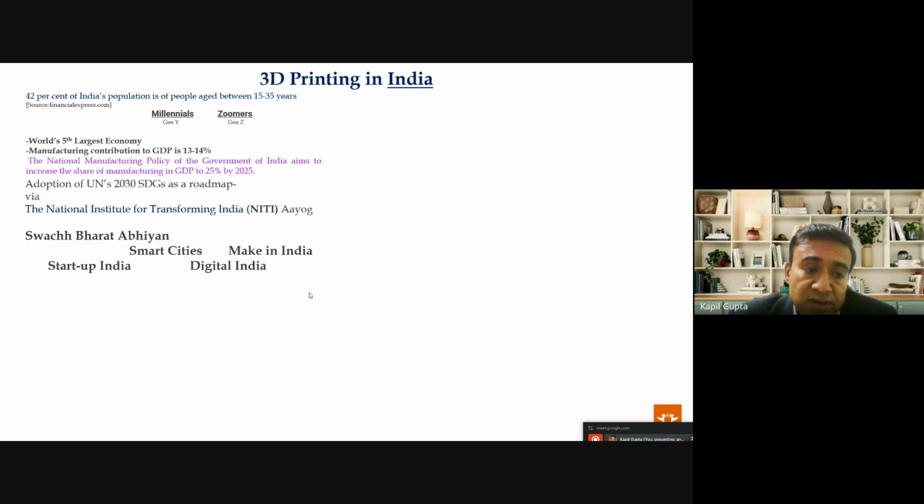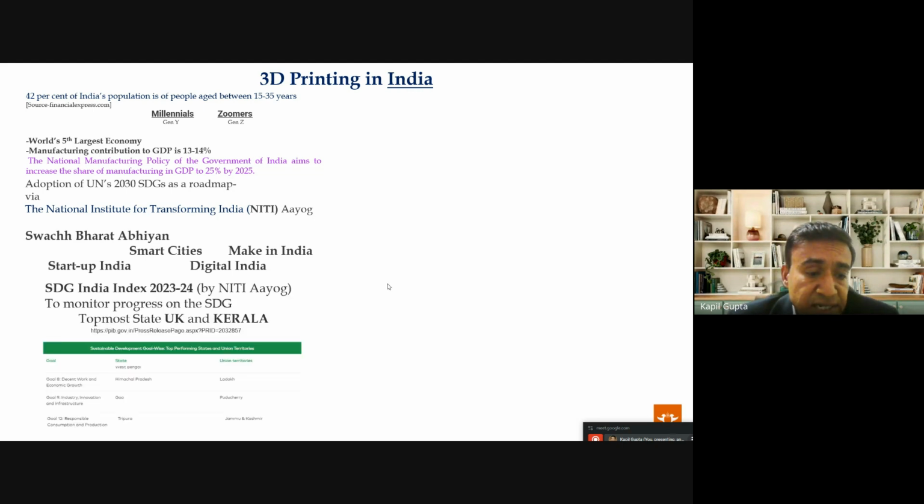So government schemes, this roadmap for sustainable development is being taken care of by Niti Aayog and Swachh Bharat Abhiyan, Smart Cities, Make in India, Digital India, Startup India. These schemes are there, and 3D printing is really playing a vital role in Digital India, Make in India interventions. We'll see some more details.